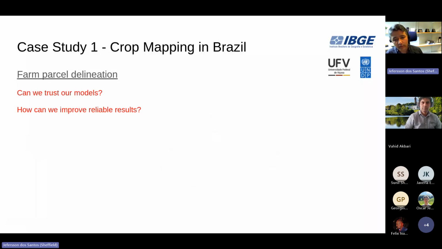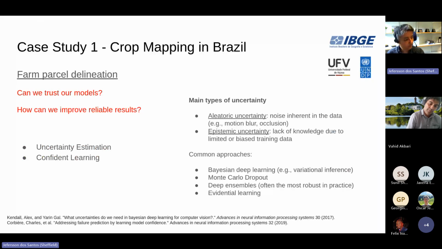And so this is why we posed to ourselves the following question: can we trust our models? Because since we are creating official maps, we need to have reliable results. And how can we improve the results toward the reliability needed for this application? In terms of the literature in computer science, increasing reliability means understanding uncertainty from our models, and using this to estimate some confidence of the model. So we worked in this direction.